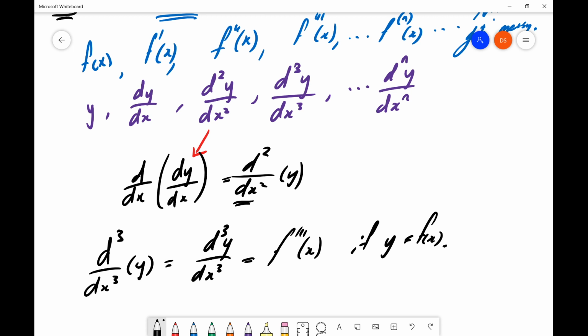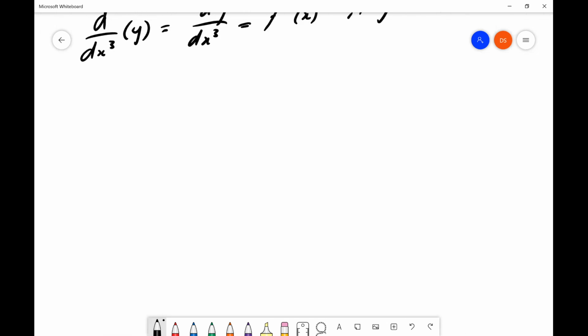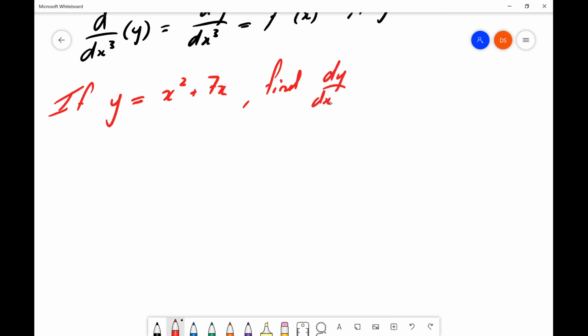Alright, and so this notation is really powerful. So let's try a couple of questions. If y equals x squared plus 7x, find dy by dx and d squared y over dx squared.